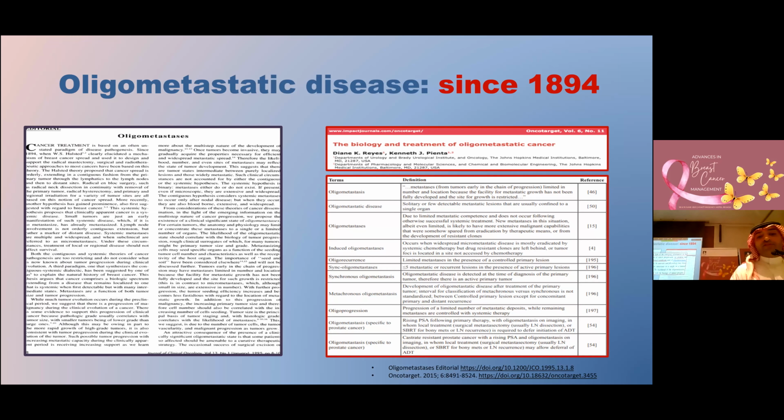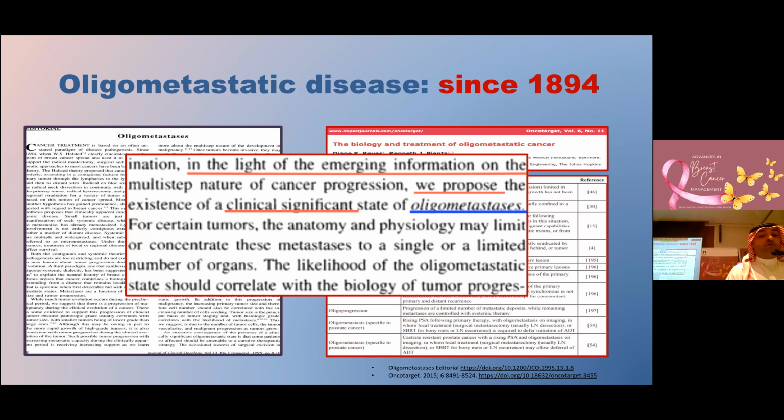And you can see this is a screenshot from that editorial saying if there is any light of emerging information on the multi-step nature of cancer progression. And interestingly, this editorial was for the breast cancer population, not from the lung or any sites.